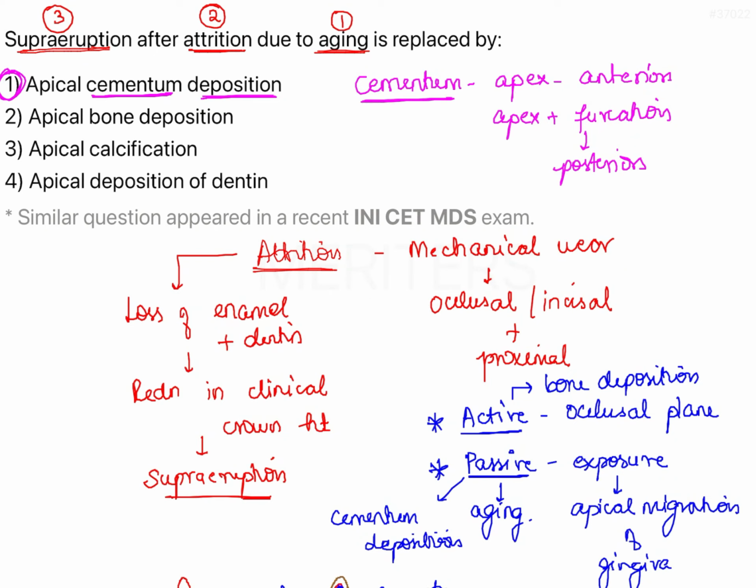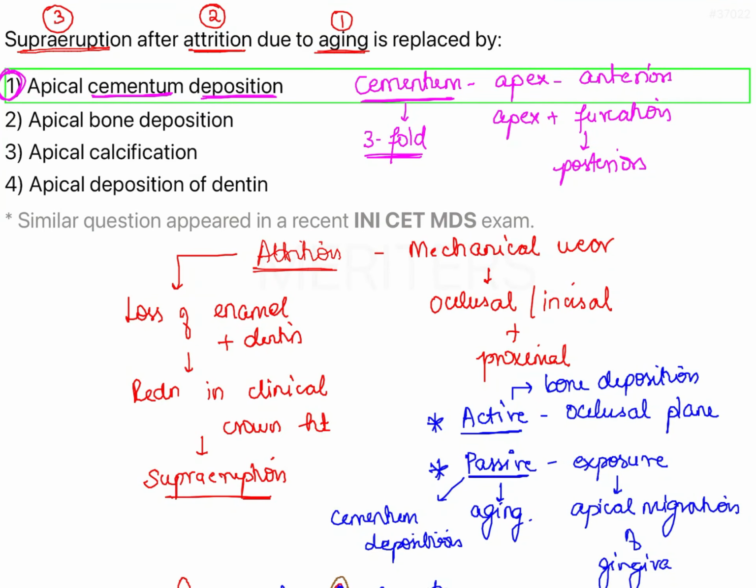Okay, so this can be correlated with the age changes of the cementum. That is, with aging, the cementum thickness increases up to 3-fold and it is more evident at the apical regions and at the furcation areas of the teeth. Therefore, the most appropriate and the right answer here is that supra-eruption is replaced by apical cementum deposition.